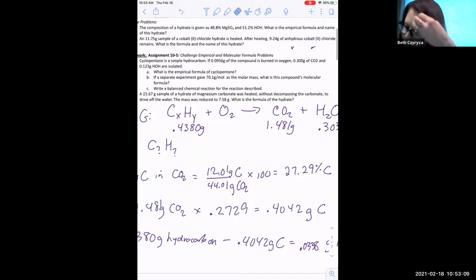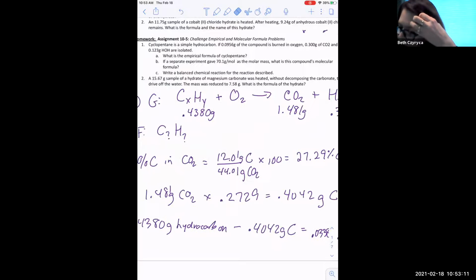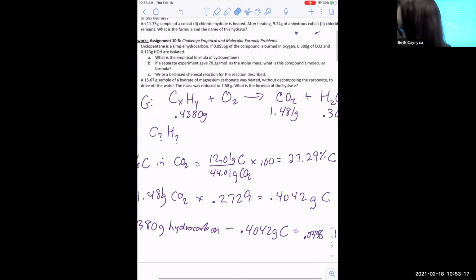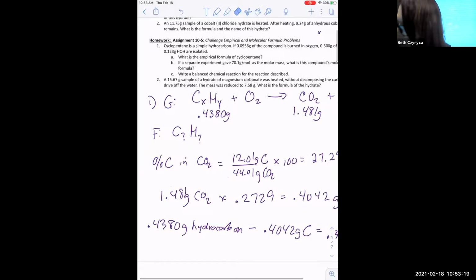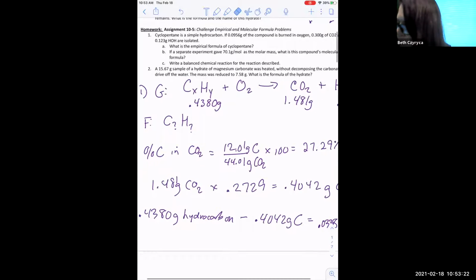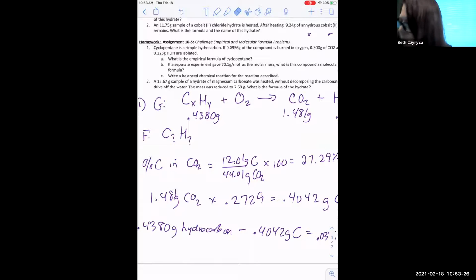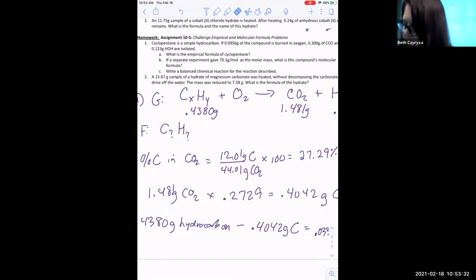A 15.67 gram sample of a hydrate of magnesium carbonate was heated without decomposing. So this is a hydrate problem, to drive off the water. The mass was reduced to 7.58. What's the formula of the hydrate? So it's an empirical formula problem like we did the other day, describing what's going on with the reaction, with the heating of the hydrate.